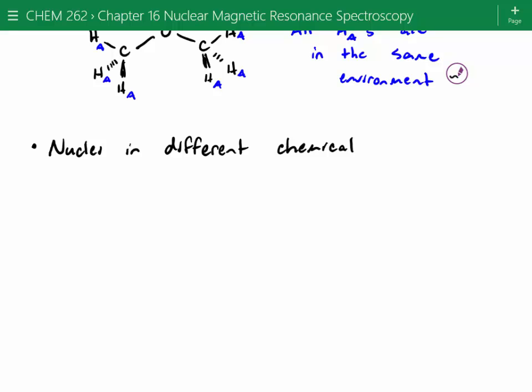After they've all been aligned in that same magnetic field, what sort of frequency do you have to push them at in order to get them to start going off axis? Different chemical environments have different resonance frequencies.